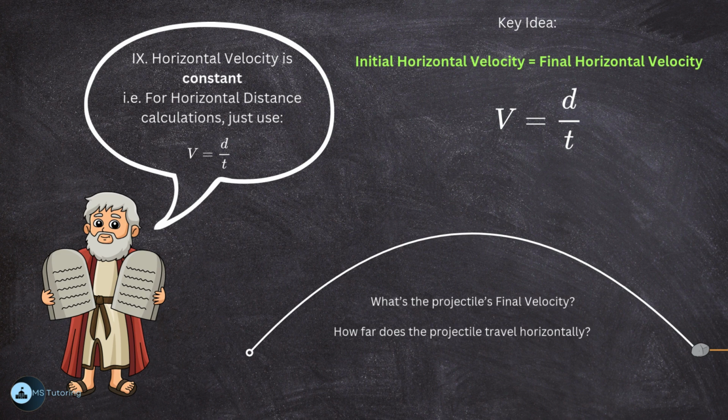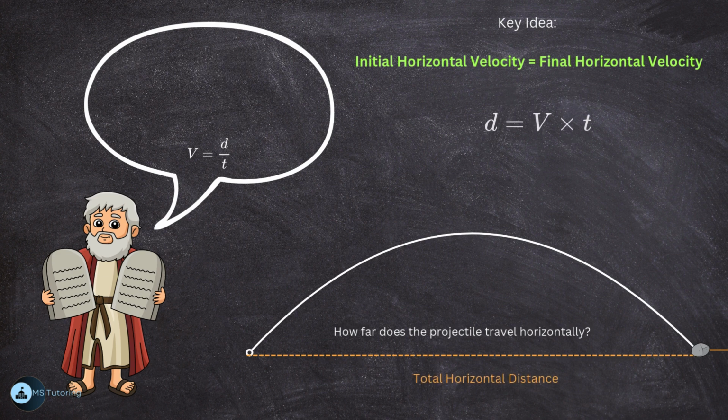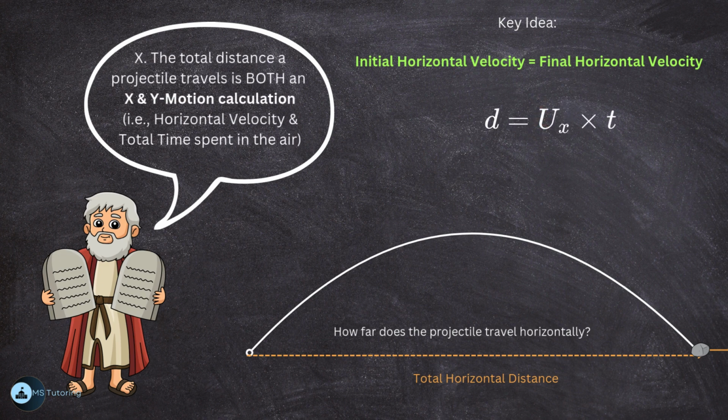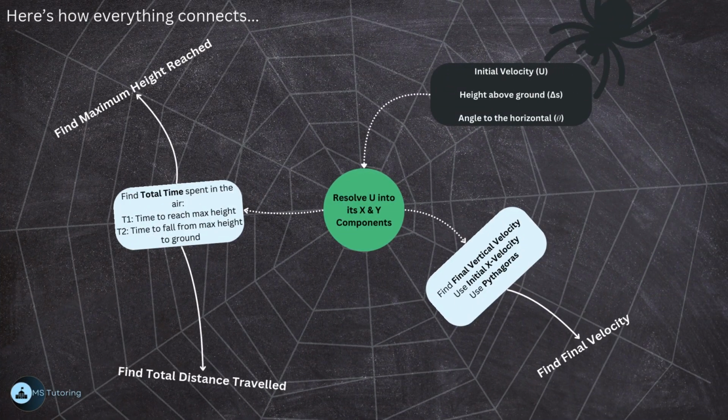So, if we're trying to figure that last question out, all we need is to rearrange v equals d over t to solve for distance, set our v value as the horizontal component of our initial velocity, and multiply it by the total time the projectile spends flying through the air, which, as we established, came from all of our y motion calculations. So here's how everything connects.